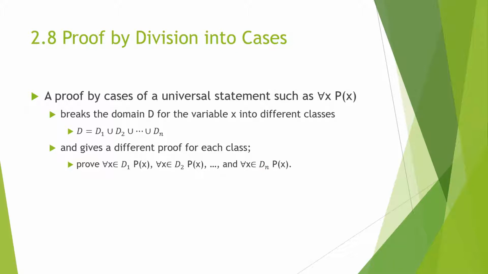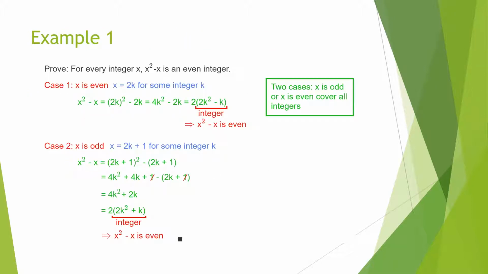If you show that all of these classes make P of x true, then you can claim that no matter which class x belongs to, P of x must be true. Let's look at a simple example of proof by cases or proof by division into cases.